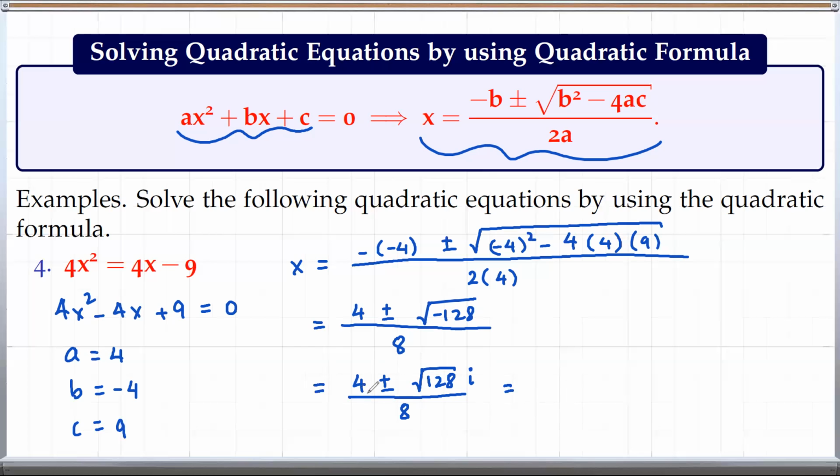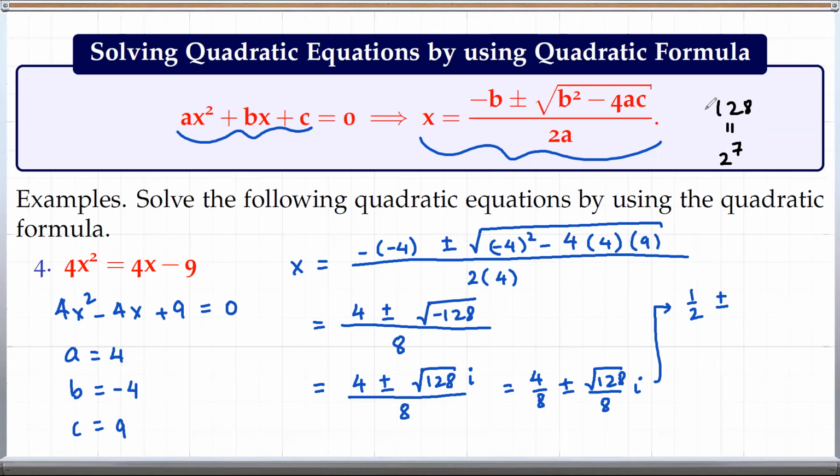Well, first we can split this into real and imaginary part. So the real part is 4 by 8 plus or minus square root of 128 by 8i. We can see if we can simplify. The first, this 4 by 8 is simply 1/2 plus or minus, and we can see if we can simplify square root of 128. Well, 128 is 2 to the 7. So that means we have 7 2's over here.